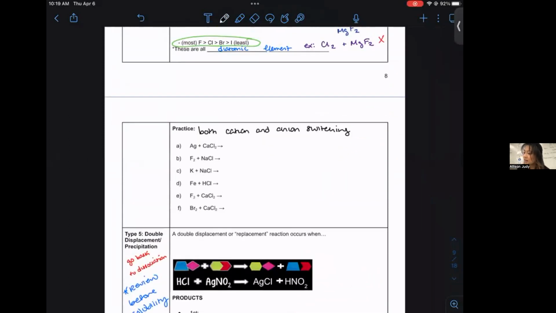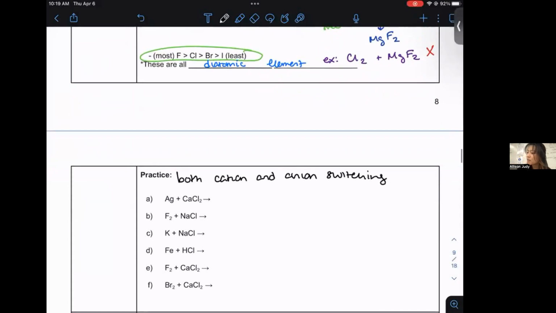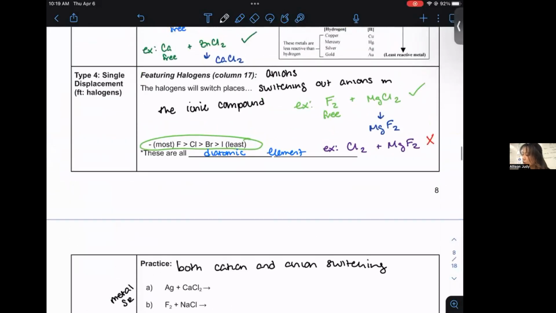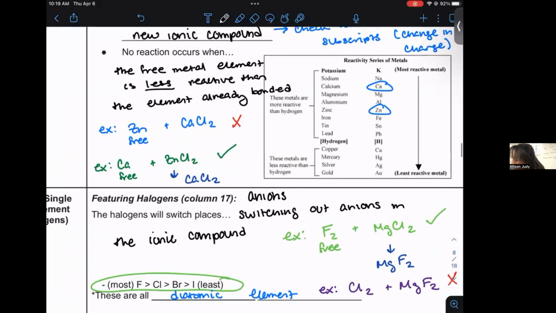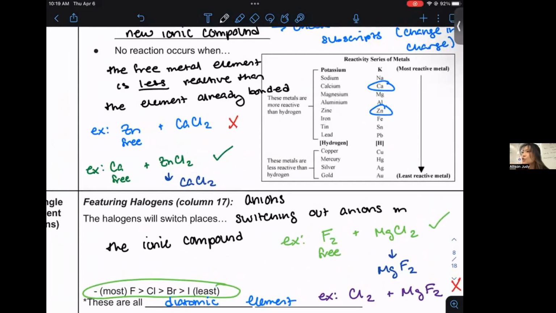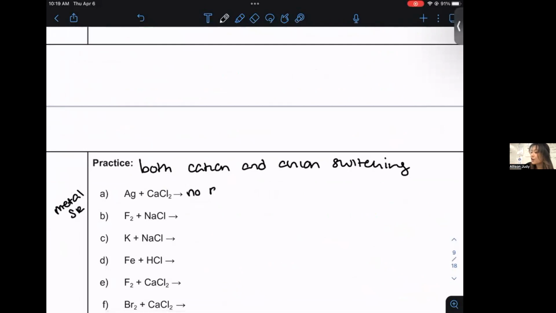So for this one, okay, silver versus calcium. This is what we call a metal single displacement. I'm going to do SR, single replacement, single displacement. They're analogous to one another. Okay, this one's a metal one. Is silver more or less reactive than calcium? Less. So do we even get a reaction? No, you could throw these things together and nothing would happen. The silver would literally just stay silver.